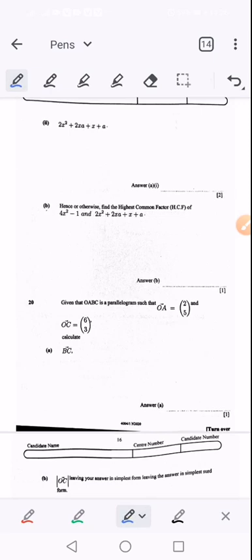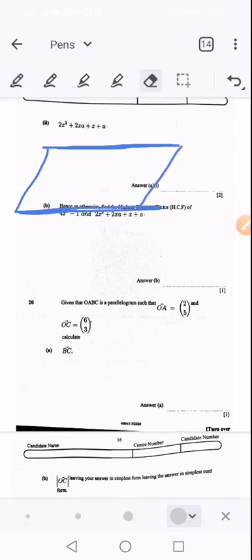Know the characteristics of a parallelogram. They are asking whether you know the characteristics of a parallelogram. A parallelogram is something like this. Sorry, my drawing is very poor, but I hope you get the sense. It is something like this.